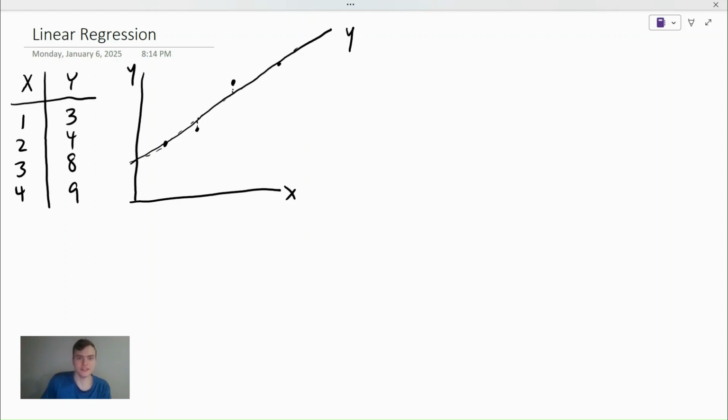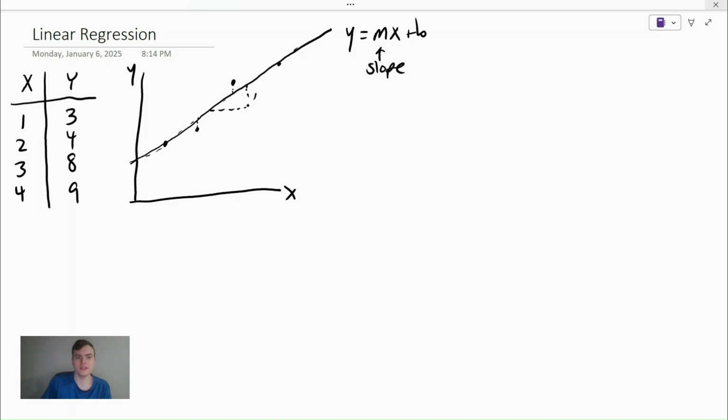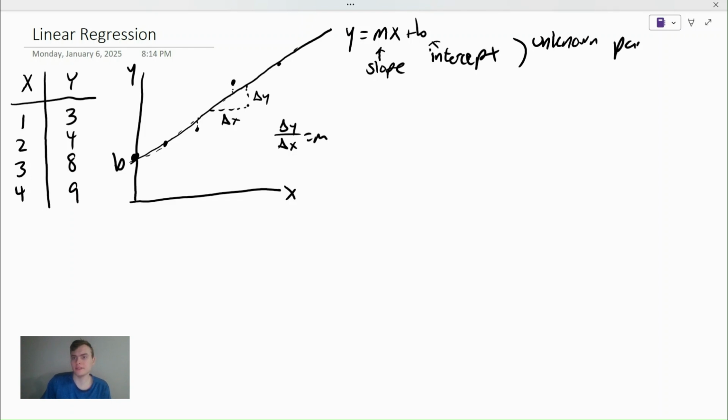And since it's a linear equation, we have the form y equals mx plus b, where m is our slope. So that represents the change in y over the change in x. And then b is our intercept, which is the y-intercept, the point on the y-axis when x is 0, what is y, right? And these are going to become the unknown parameters of a linear regression model.